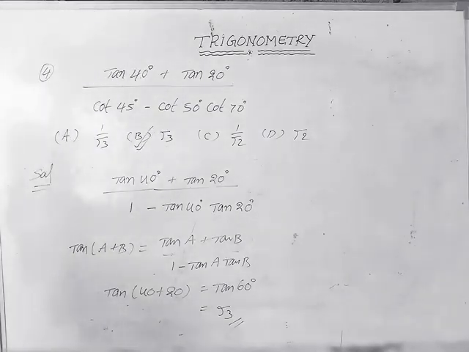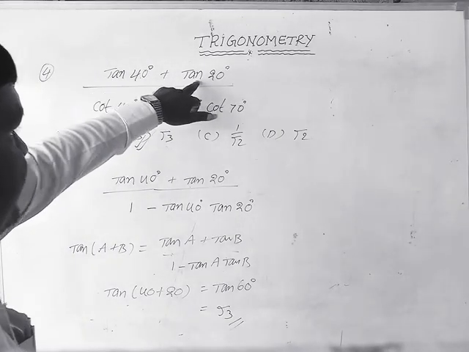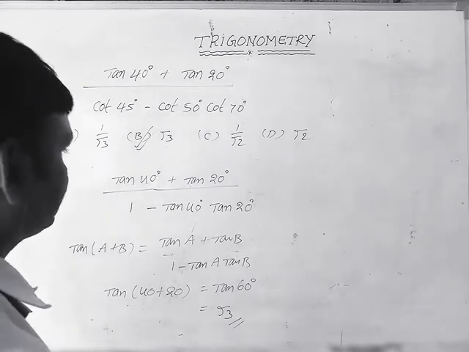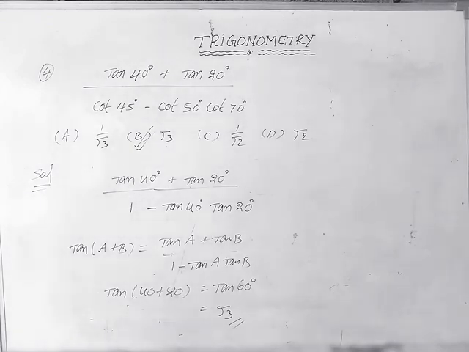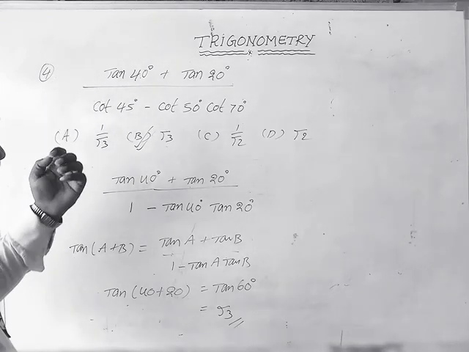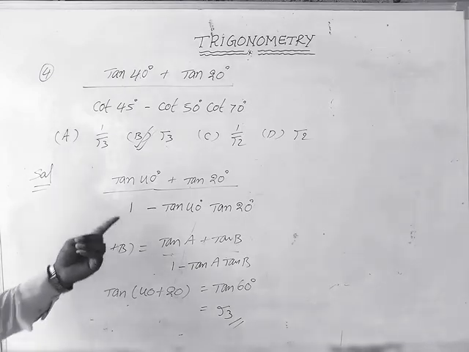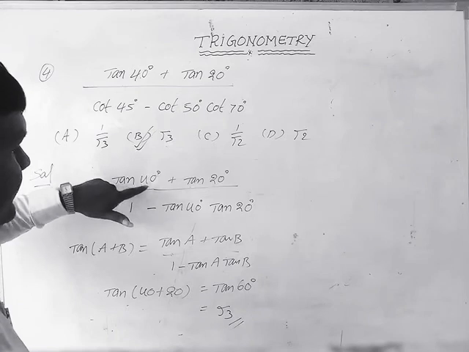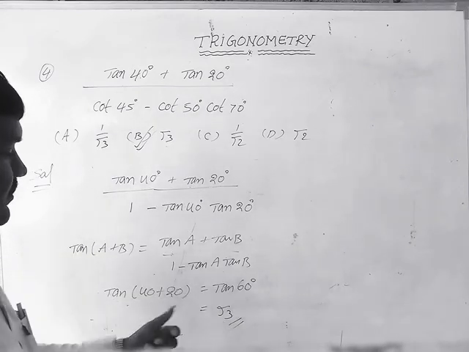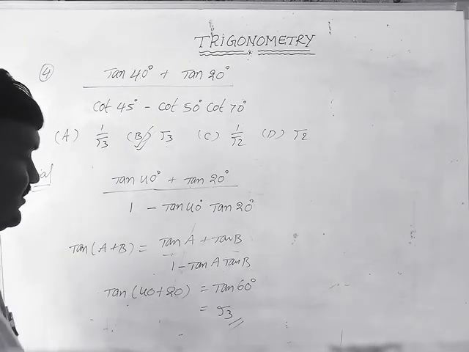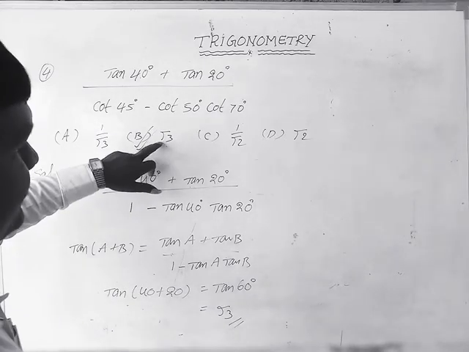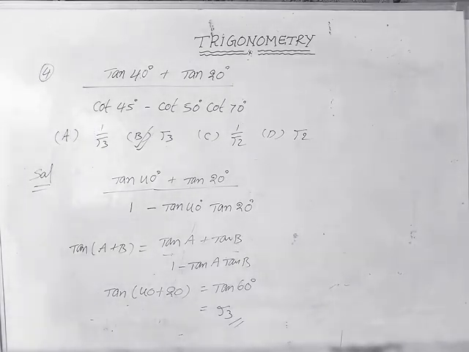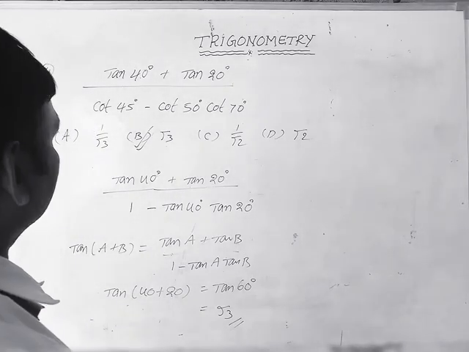Once again, look here. The given problem is tan 40 degrees plus tan 20 degrees by cot 45 degrees minus cot 50 and cot 70. Here we use the formula for tan A plus B: tan A plus tan B by 1 minus tan A tan B. A plus B means 40 plus 20 means 60. So tan 60 degrees value is root 3. Our final answer is root 3.